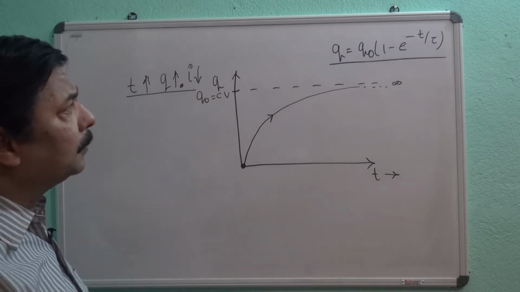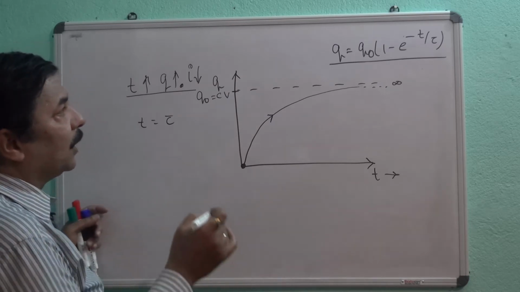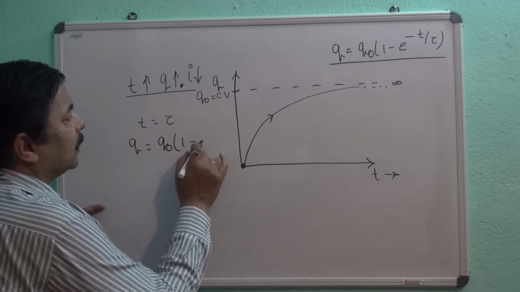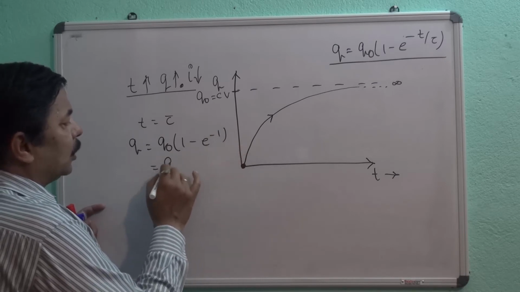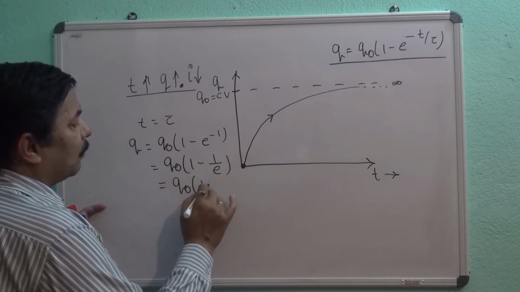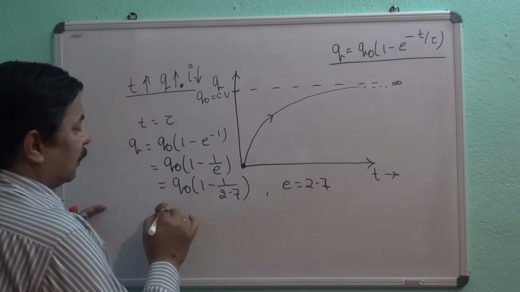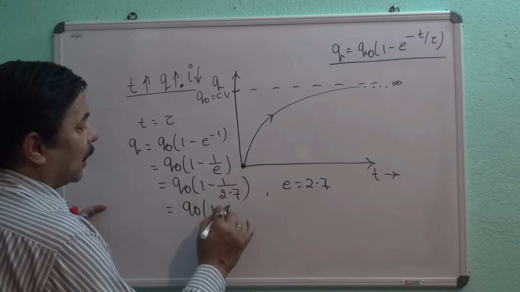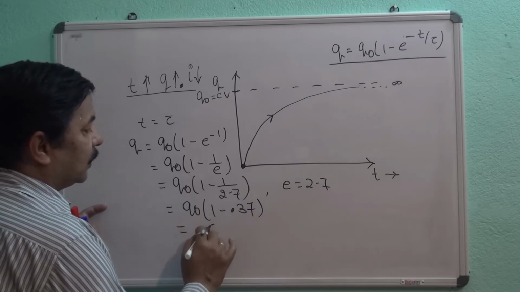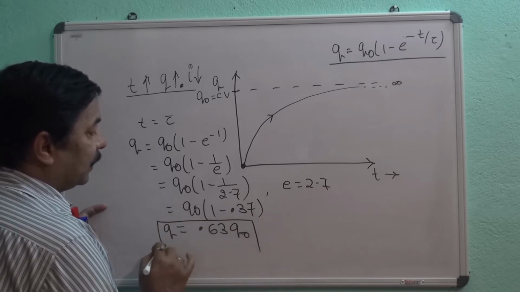Now if we take t is equal to tau, then you see what we are getting. Q is equal to q naught (1 minus e to the power minus 1). This is q naught (1 minus 1 by e). This is q naught (1 minus 1 by 2.7). As I told, e is equal to 2.7. So this will give you q naught (1 minus 0.37), and this gives you 0.63 q naught. So this is the way we define the time constant.